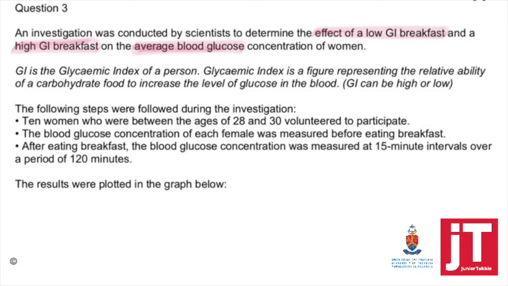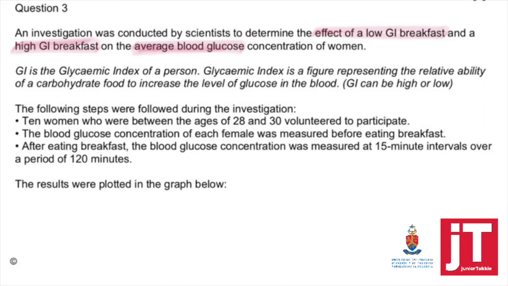Now, just in that statement, there's just so much information. If we have a look here, we know that it was conducted by scientists. The investigation dealt with both high and low glycemic index foods, particularly here breakfast. Okay, and what was being measured is the average blood glucose concentration, but here's an interesting parameter. We have the fact that this investigation was conducted on women. Okay, so men were not included in this investigation. So that's an important point for us to remember.